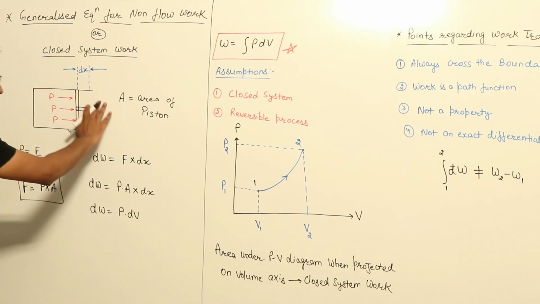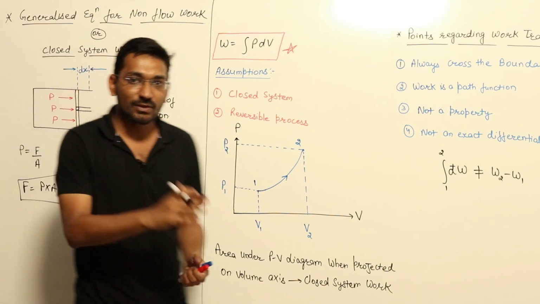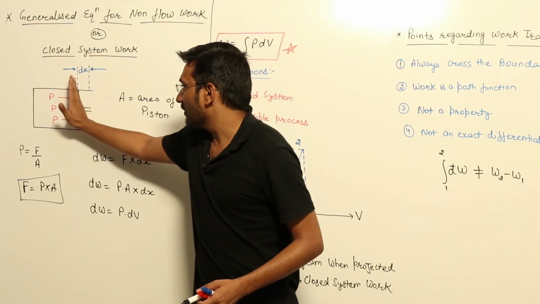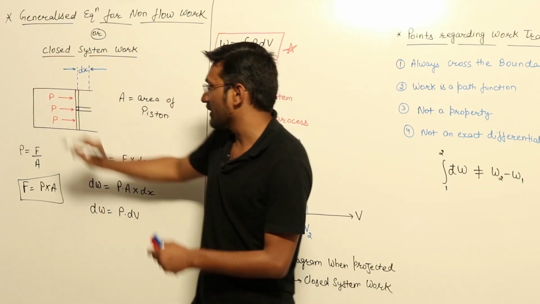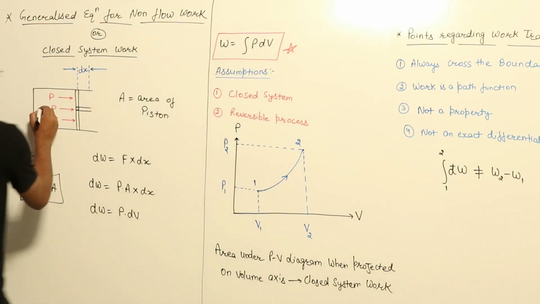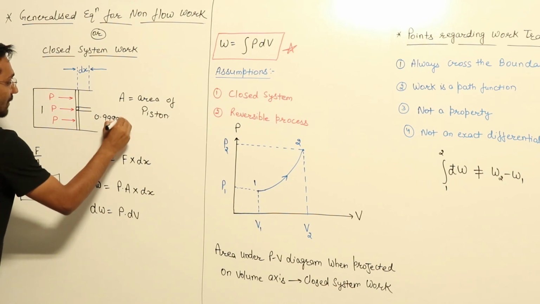So we are taking the assumption that this piston is moving very, very slowly. Right. The pressure difference between this point and this point is very, very small. Suppose the pressure here is 1 bar, then the pressure here will be 0.9999 bar.